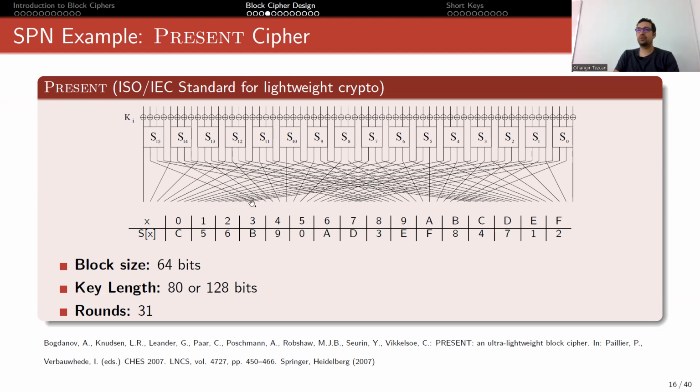Recall that this is a single round. In the second round, we will take this picture and put it below, so this bit will go here and go to S11 or something, okay? So this way, here you are performing key addition, here you are performing substitution, here you are performing permutation. A simple design. This is why it is for lightweight ciphers.